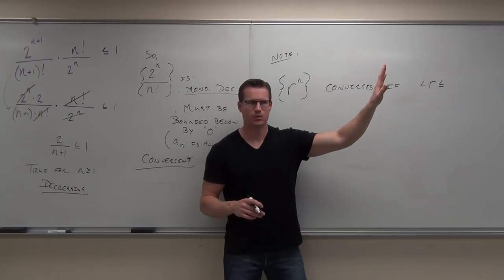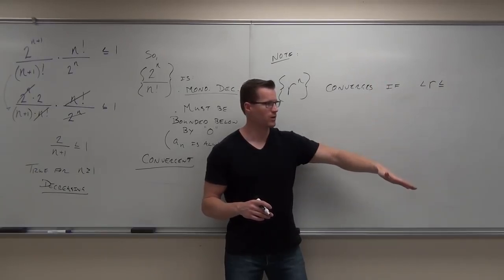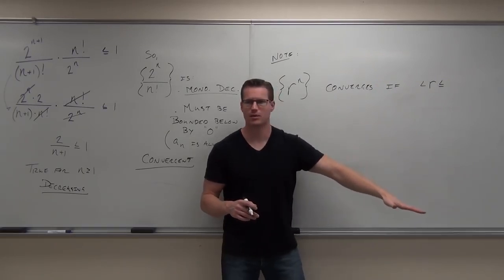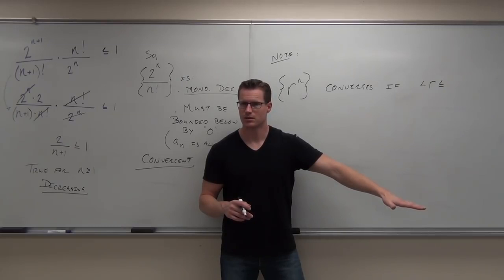Decreasing. 1/2 would be decreasing. It would also be positive. That would be bounded below. Monotonically decreasing and bounded below by 0. That would converge. You guys with me?